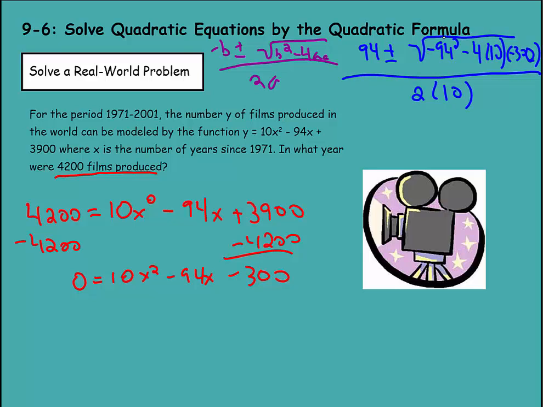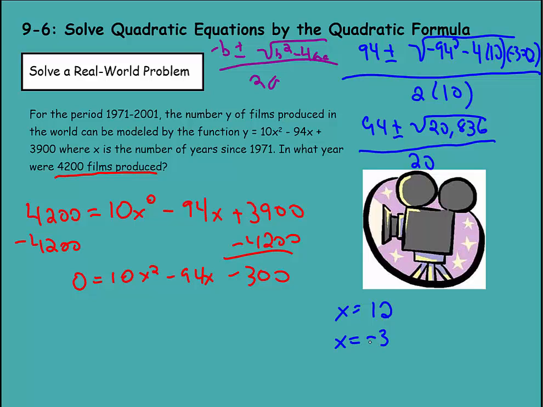Doing this math, negative 94 squared minus 4 times 10 times negative 300, I'm going to do that on my calculator. And that gives me an answer of 20,836. So we have 94 plus or minus the square root of 20,836 over 20. So if I add the square root of 20,836 to 94 and divide by 20, that gives me an answer of positive 12. So x could equal 12. If I subtract the square root of 20,836 and divide that by 20, that gives me an answer of negative 3.